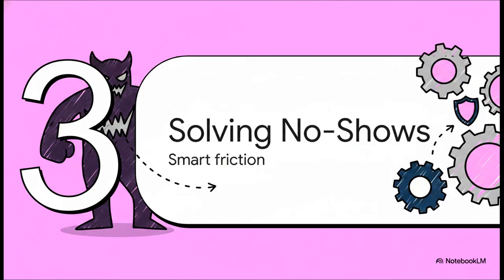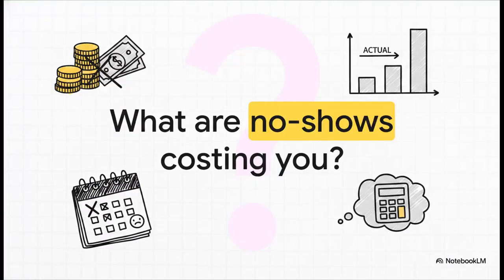Section 3. Solving the no-show problem, using smart friction to protect your revenue. Let's talk about every single restaurant's ultimate villain, the dreaded no-show. I challenge you to do the mental math on this right now. What are no-shows costing your venue? In premium UAE dining, venues suffer a massive 15 to 30% no-show rate if they don't have strict controls in place.